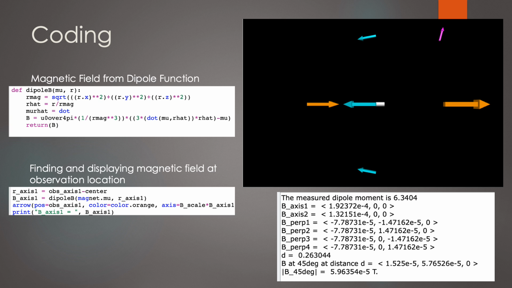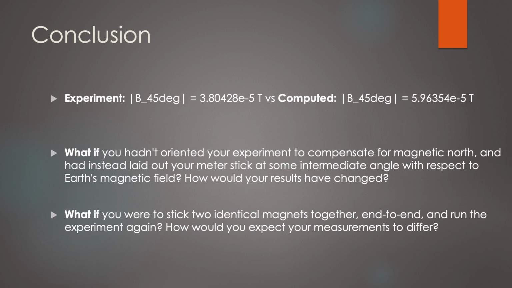The code displays the magnetic field at these different locations. The cylindrical object in the center is the dipole magnet, the orange arrows are the on-axis locations, the blue are the perpendicular locations, and the purple is the off-axis 45-degree angle location. My two values for the magnetic field at 45 degrees were very different. This could be because in the experiment I measured a z component of the field, while in the computational model the z component was 0. Also, in real life, there could have been other magnetic fields from nearby objects, while the computational model only took into account the field from the dipole.